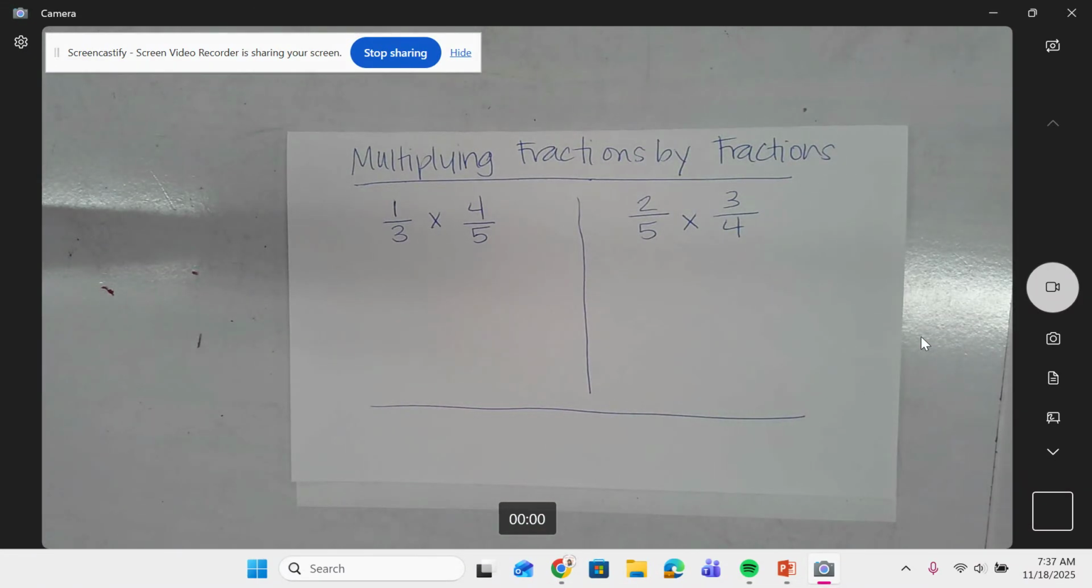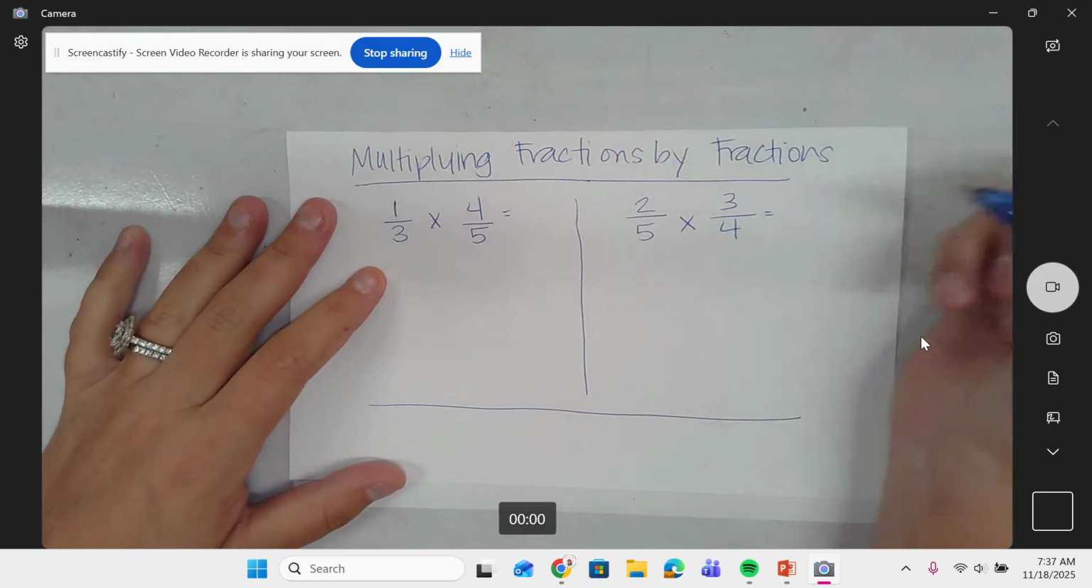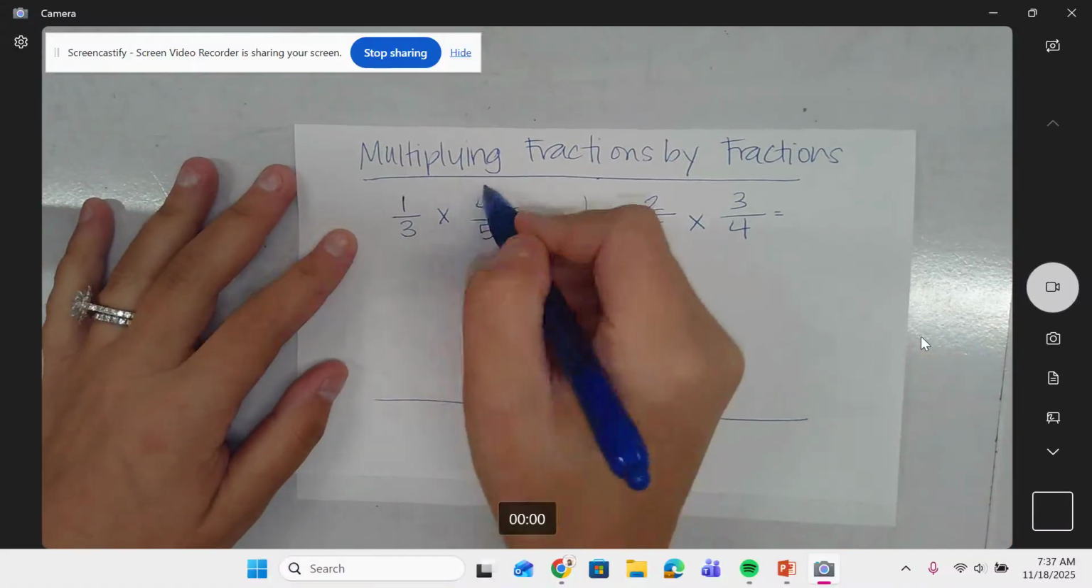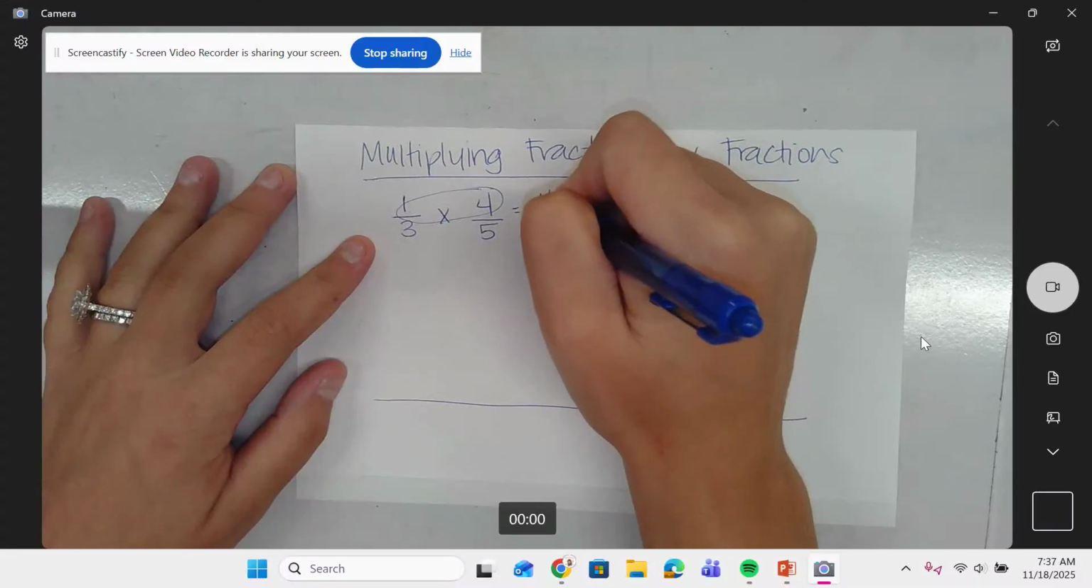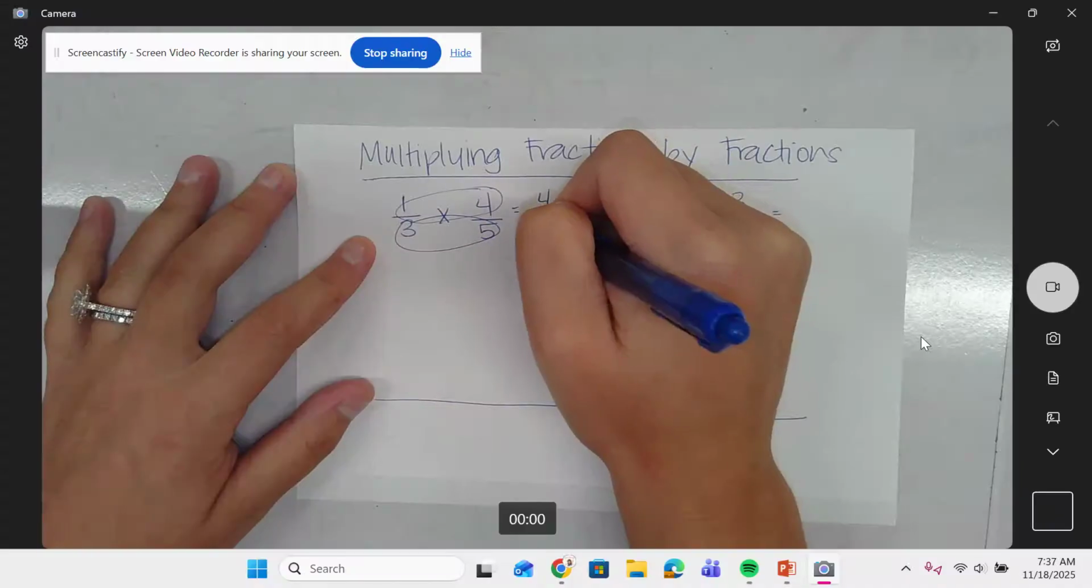Alrighty, so now we're moving on to multiplying fractions by fractions. This is probably one of the easier skills for the kids because all they're doing is multiplying straight across. So I'm going to multiply my two numerators together to get 4, my two denominators together and get 15.